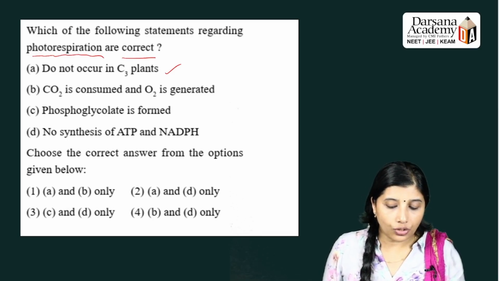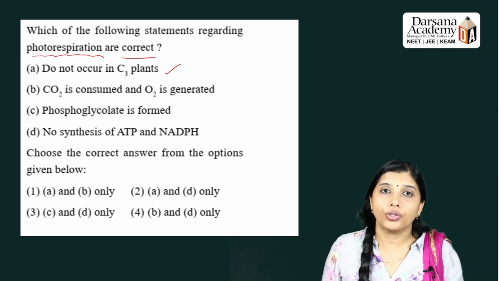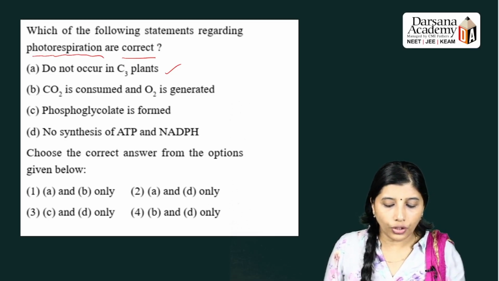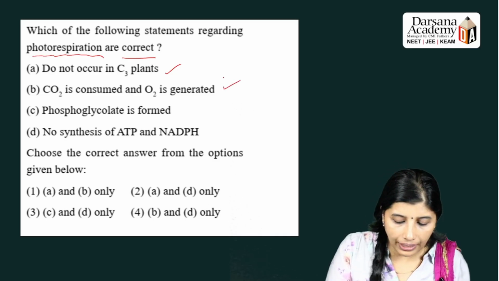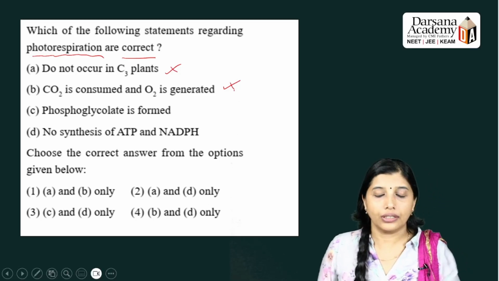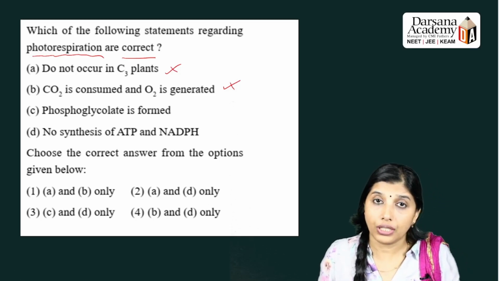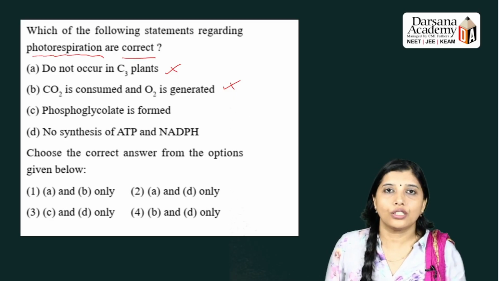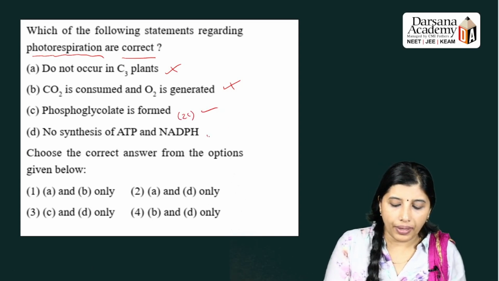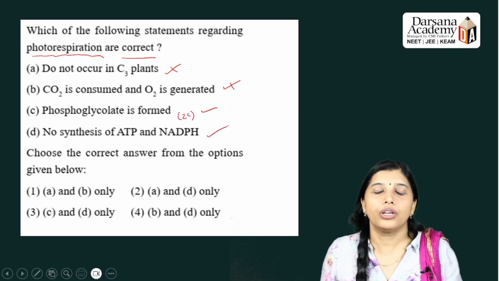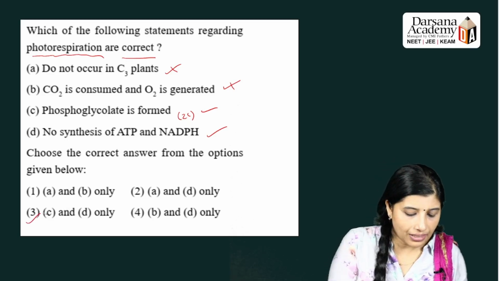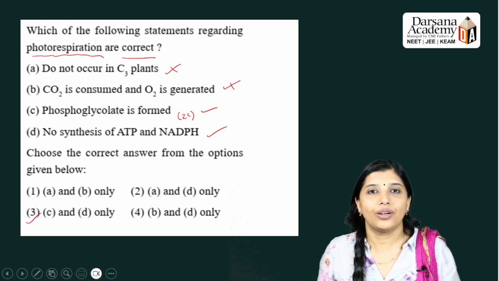Is carbon dioxide consumed? No, carbon dioxide is not consumed, and oxygen is consumed, not generated. So these two statements are wrong about photorespiration. Phosphoglycolate, a 2 carbon compound, is formed. Yes, that is correct. And no synthesis of ATP and NADPH is correct. So C and D are the correct statements about photorespiration. For this question, the answer is option 3.